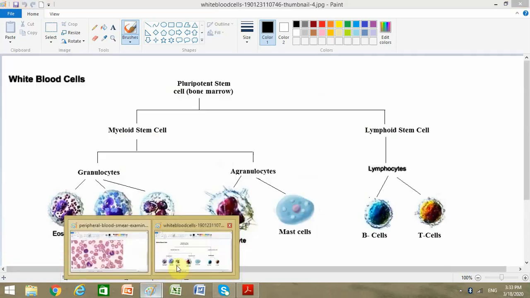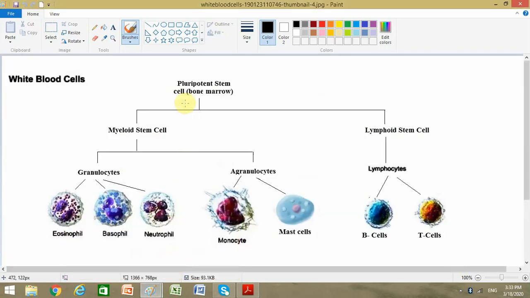Now the cells of the immune system, or the white blood cells, are all derived from a pluripotent stem cell which is found in the bone marrow, in the red bone marrow. This pluripotent stem cell, which is the mother cell, multiplies and divides into two types of cells called the myeloid stem cell and the lymphoid stem cell. The myeloid stem cell also produces the red blood corpuscles, but we are talking here mainly about the white blood cells. It produces two types of cells called the granulocytes and agranulocytes.